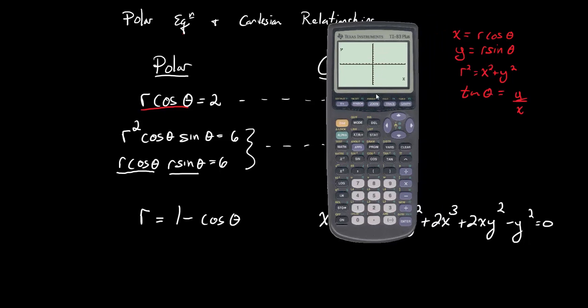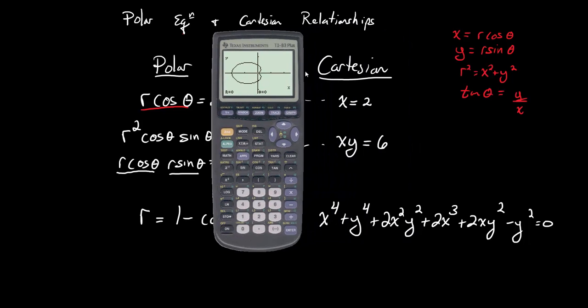Let me zoom in on this. So let me zoom standard here. There we go. So I get this pretty petal. I'm going to zoom in a little bit just so we can see it better, and I get this nice little petal. It looks like a nice leaf, maybe an acorn, and that's going to be 1 minus cosine of theta, or x to the fourth plus y to the fourth plus 2x squared y squared plus 2x cubed plus 2xy squared minus y squared equals 0.